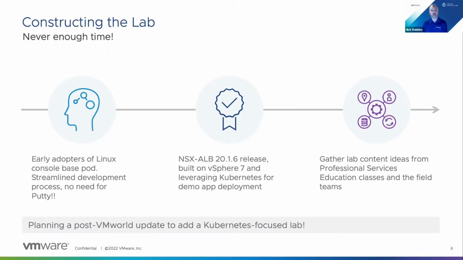And this lab is based on the latest of our 20.1.x, so 20.1.6 release of the NSX Advanced Load Balancer. We are up to 21.1.1 now, but as I've learned in the past, never ever use the latest and greatest 2-week-old version in your lab because you're just asking for trouble. And we're built on vSphere 7, and we're using Kubernetes for a lot of our application deployment, our web services and stuff like that. There's a couple floating around just on Docker, but most of it's in Kubernetes.